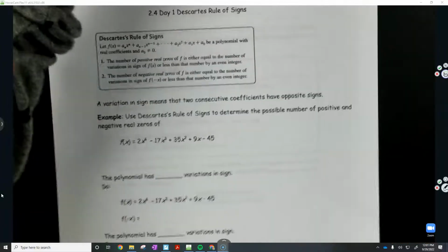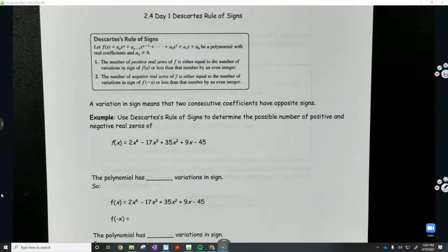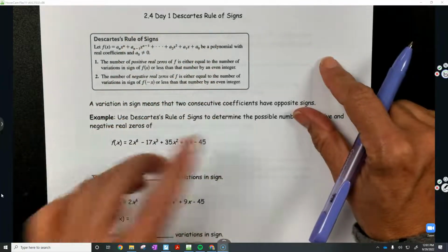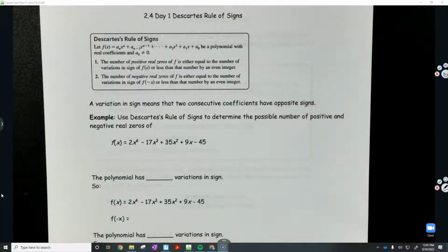Descartes' rule of signs, guys. A lot of words here. By the way, don't say Descartes because the S's are silent. Make sure you say Descartes because you want to sound smart. Because if you're talking about Descartes, you are smart. He's a philosopher also. Basically, he figured out a trick to figure out the number of possible signs for zeros.